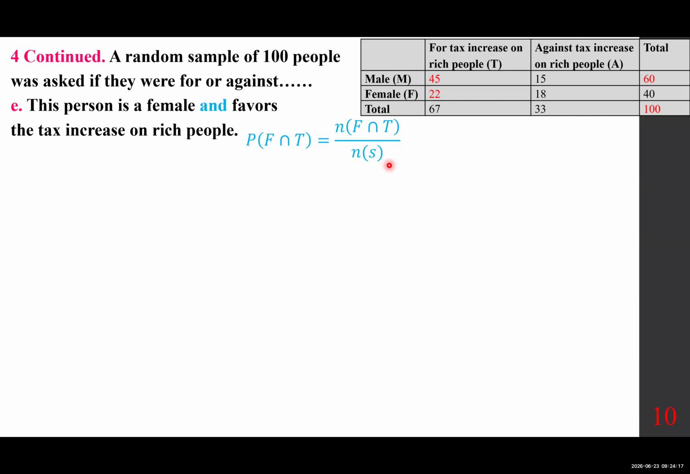And if this group, females, and T, this group, in other words, here's the female group, and here's T, they have an intersection of how many? 22. So 22 divided by 100, and you rewrite it, and you're done.